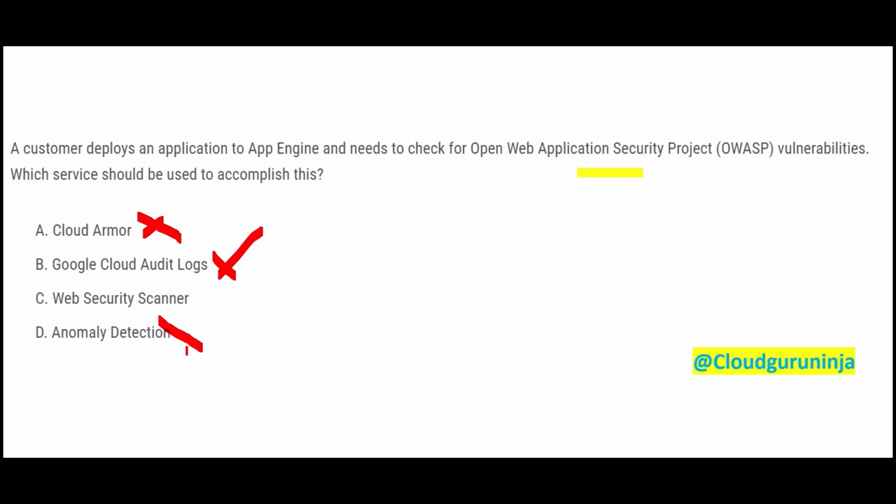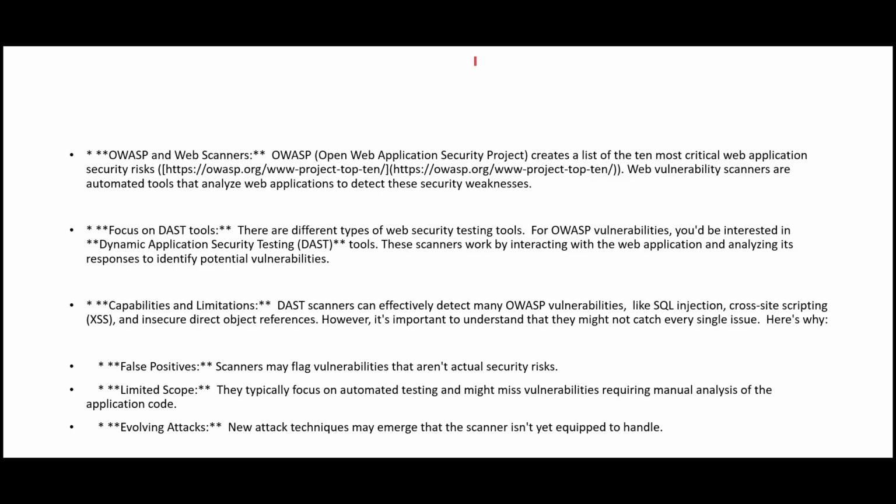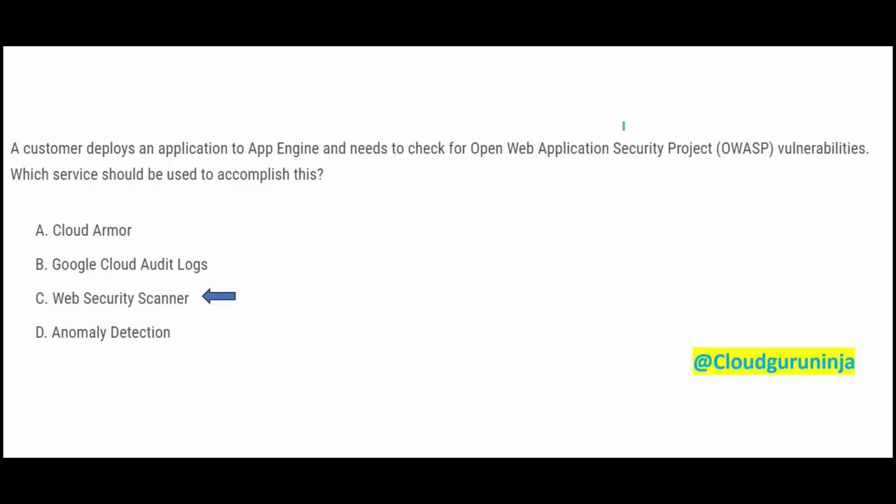Anomaly detection is a data science concept. Here we don't have a service. So our answer is OWASP and web scanners. This will help you with scanning and understanding the security weaknesses, and it focuses on tools, capabilities and limitations, false positives, limited scope, evolving attacks. You have to pause this and read this carefully. So web scanner, option C is our answer.